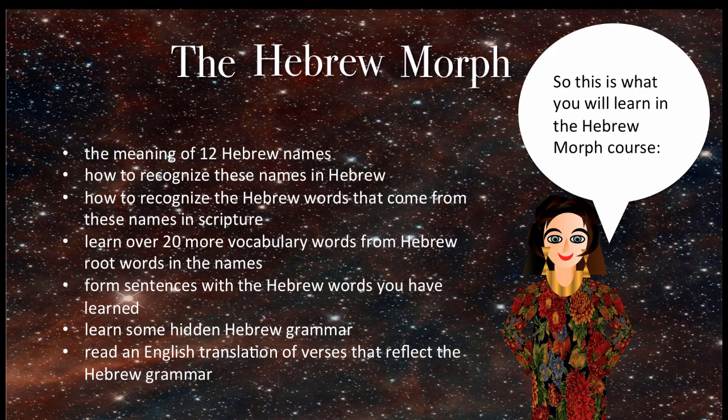So this is what you'll learn in the Hebrew Morph course. The meaning of 12 Hebrew names. How to recognize these names in Hebrew. How to recognize the Hebrew words that come from these names in Scripture. Learn over 20 more vocabulary words from Hebrew root words in the names.